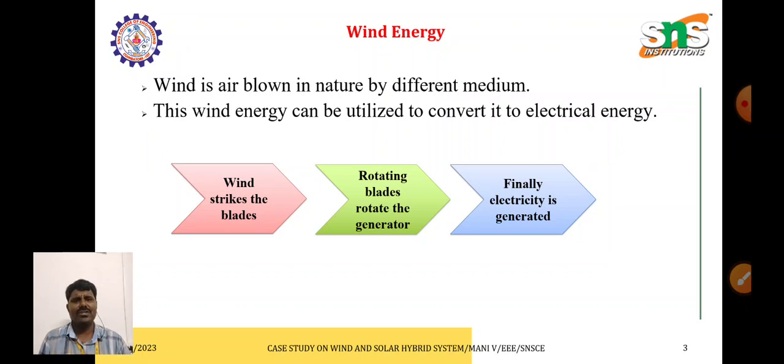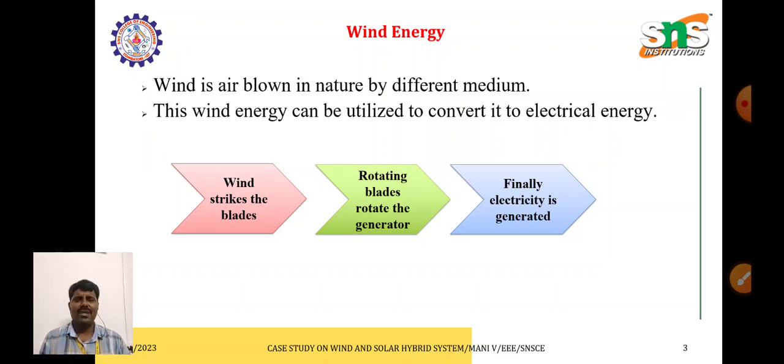So wind energy is nothing but energy from wind, with the help of wind velocity. Normally it requires 3 meter per second speed. The wind velocity should be 3 meter per second as the minimum requirement to drive the aero turbine of the wind turbine. 3 meter per second, or maybe 4 or 5 meter per second, and the maximum wind velocity should be 15 meter per second. Beyond that, if you are operating the wind turbine, it may get damaged because of the over velocity.